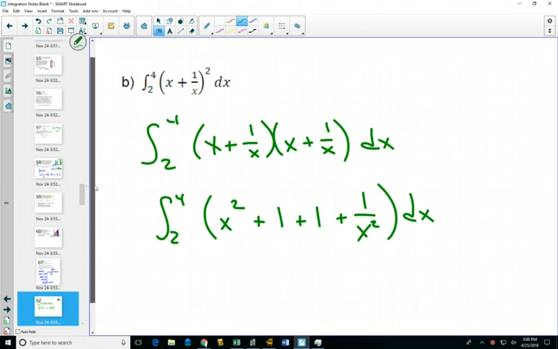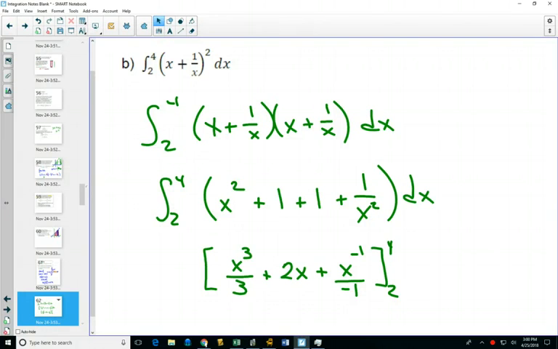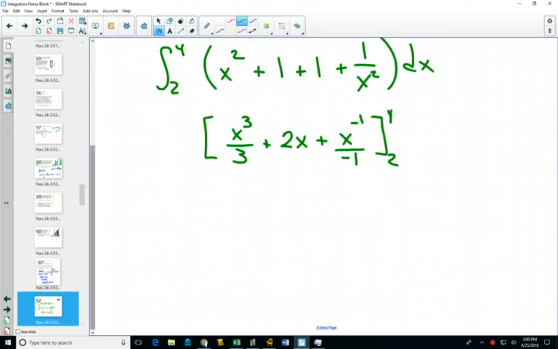What's the integral of x squared? X cubed over 3. What's the integral of 2? 2x. What's the integral of x to the minus 2? X to the minus 1 divided by minus 1, from 2 to 4. That's why I put the square brackets. It should have been 4, the top one looks like a 1. And so now we will substitute in the 4 and substitute in the 2 and subtract.